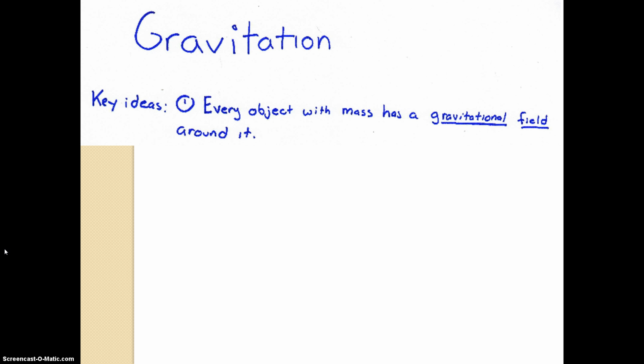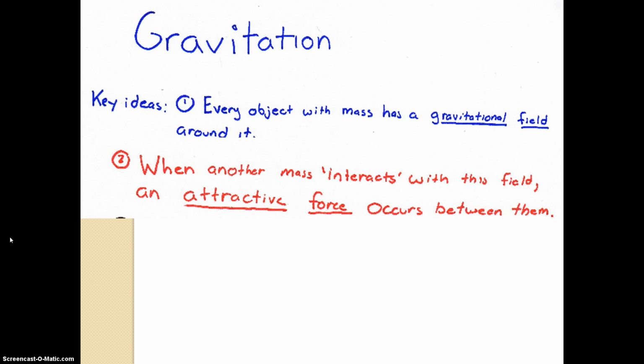The major idea we talked about, and we're going to continue to talk about, is the idea of gravitation. There are 5 key ideas. The first one, every object with a mass has a gravitational field around it. So anything with mass, whether it's an atom, a pencil, a planet, or a star, it has this field around it which is gravitational. When another mass is in that field, there's an attractive force between them. So since you're in the sun's gravitational field, there's an attraction between you and the sun. Since you're close to your pencil or pen, there's a gravitational attraction between you and the pencil or pen.